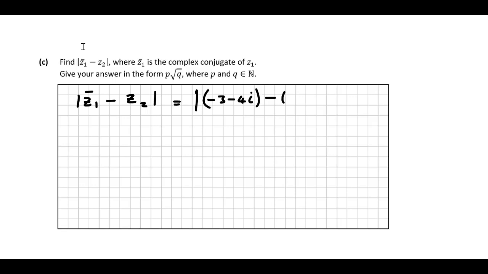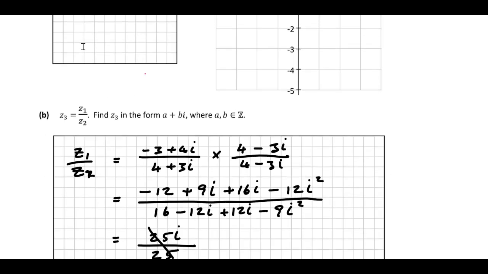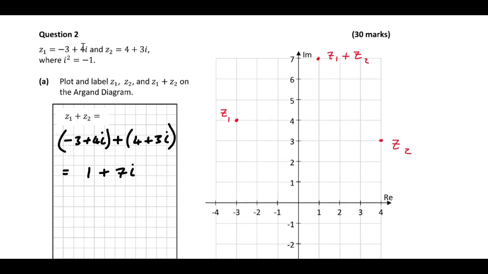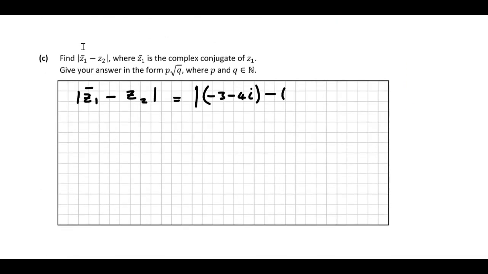And now we've got to subtract Z2, so Z2 up here is 4 plus 3i. So we're going to put in 4 plus 3i here. So this is what we've got to do. Now it's a good idea to put these in brackets when you're adding or subtracting these things, particularly when you're subtracting, because this minus is going to change the signs of these two things here.